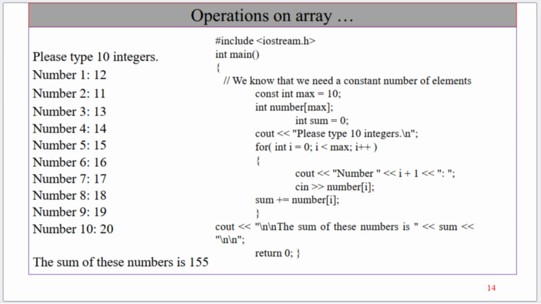#include <iostream>, int main. We know that we need a constant number of elements. Constant max equals 10, int number[max], int sum equals 0. cout Please type 10 integers, endl. For int i equals 0, i less than max, i plus plus, cout number i plus 1, cin number[i], sum plus equals number[i]. cout The sum of these numbers is sum, endl, return 0.